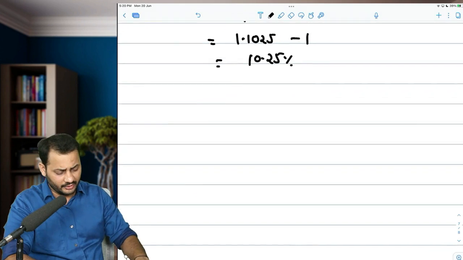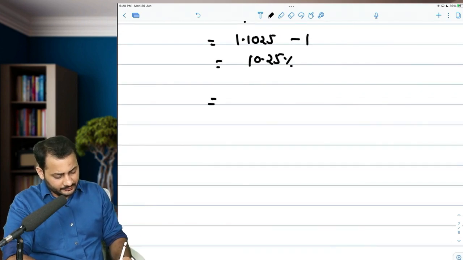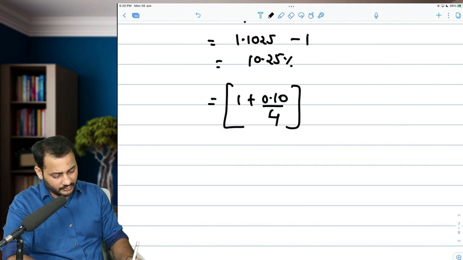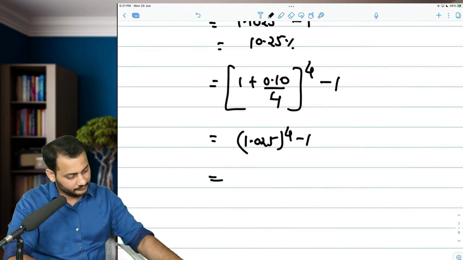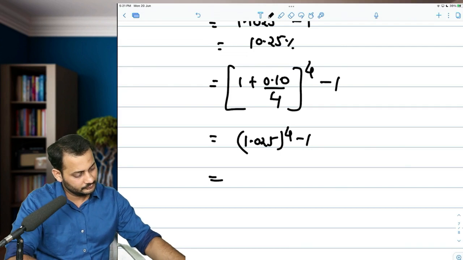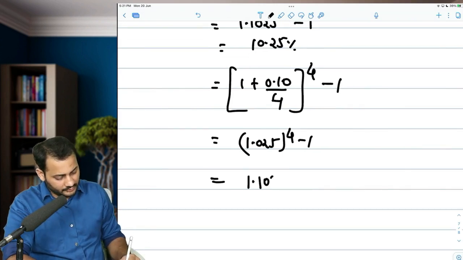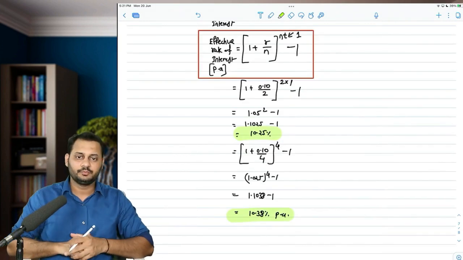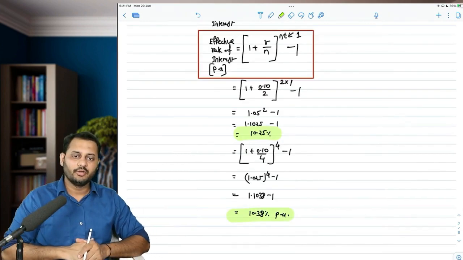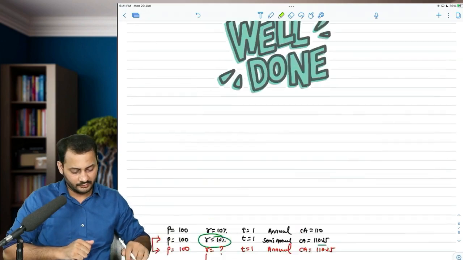Let's do it for quarterly. It will be like this: 1 plus 0.10 divided by 4, to the power 4, minus 1. That is 1.025 to the power 4 minus 1. It is 1.1038 minus 1, and it's nothing but 10.38% per annum. So this is your effective rate of interest: 10.25, 10.38%. Now have a look at this.